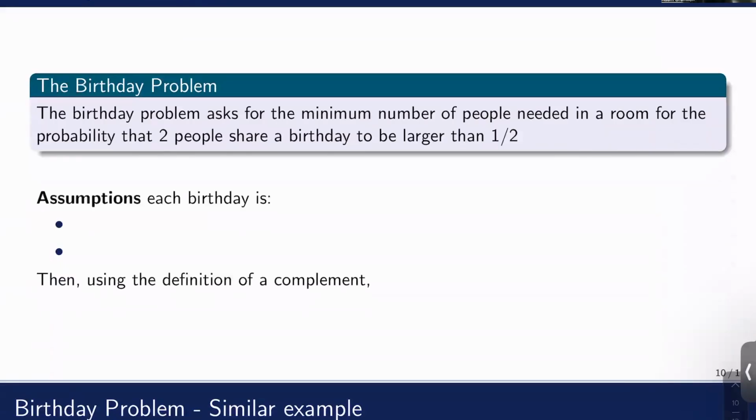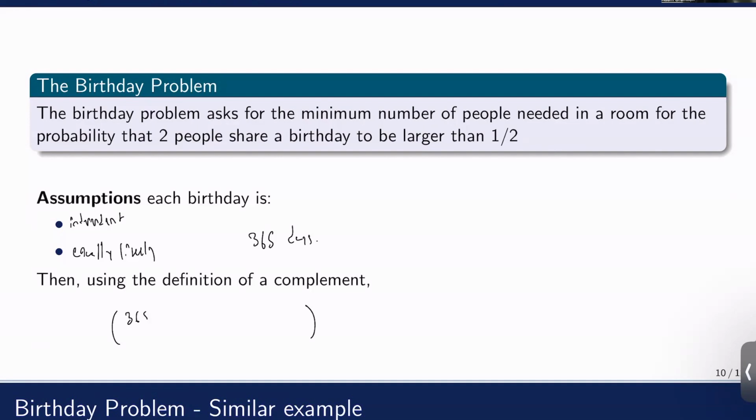The birthday problem asks for the minimum number of people needed in a room for the probability of two people sharing the same birthday to be larger than 1/2. We're going to assume that each birthday is independent, each birthday is equally likely, and we're also going to assume that we have 365 days in a year. I'm not going to work this out, but by the definition of a complement, we're going to look at all the probabilities that they have different birthdays.